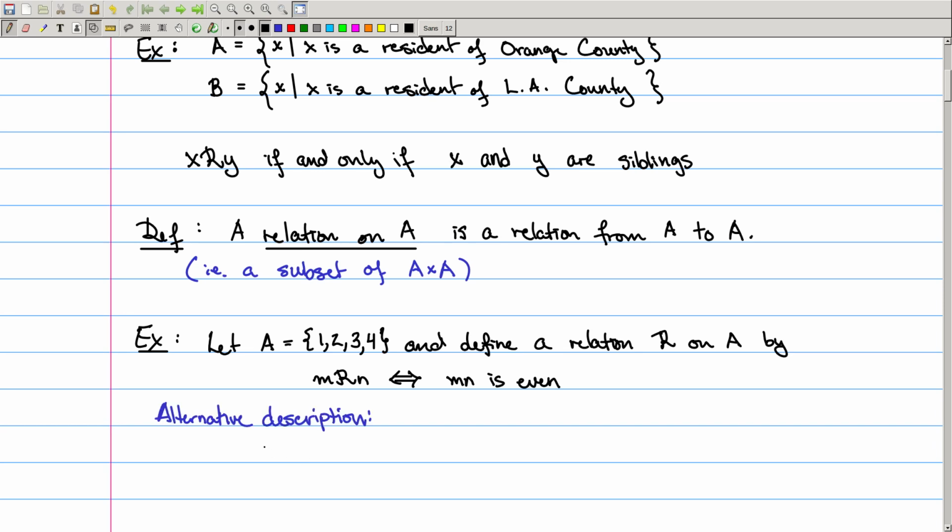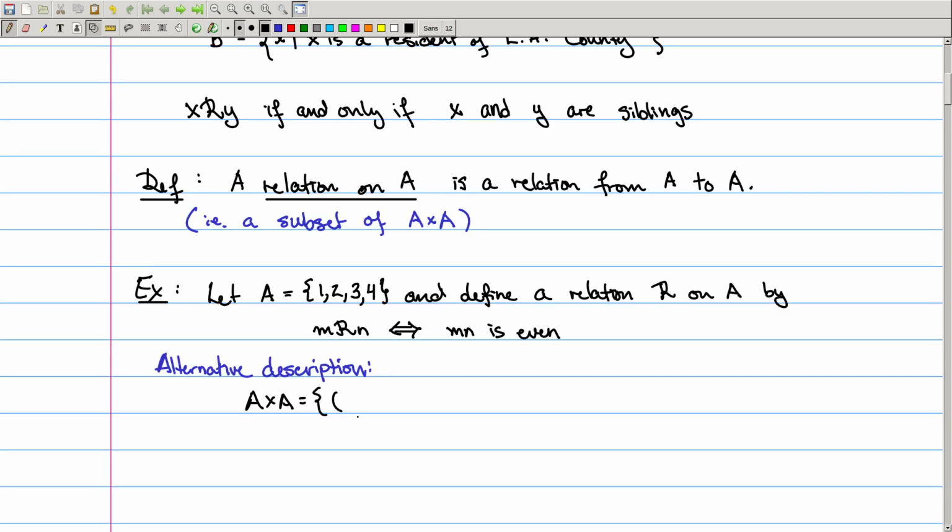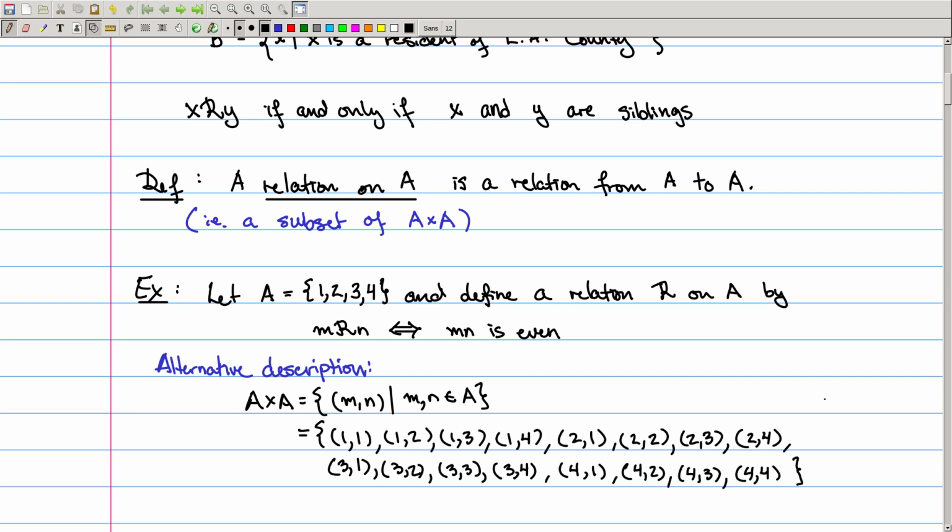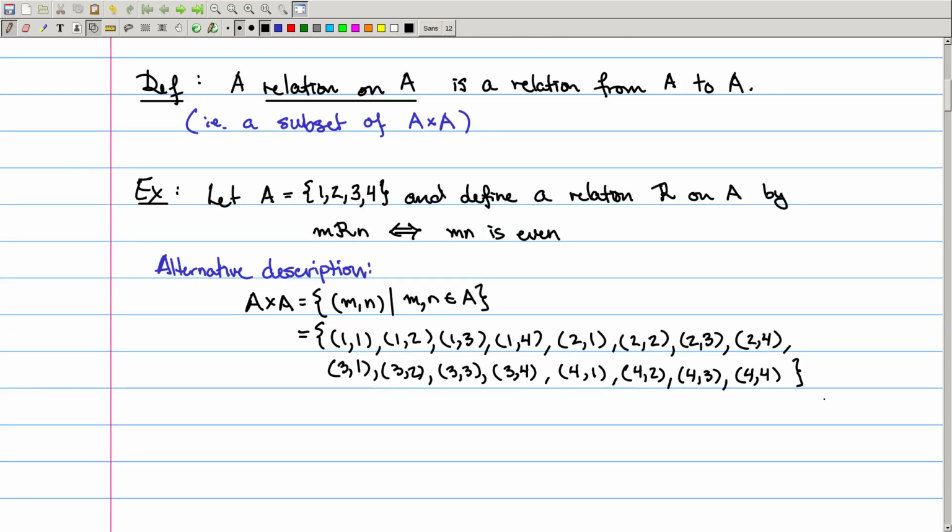So we start out by describing the Cartesian product. This is all pairs (m, n) such that m and n are in A. And we can write this all out explicitly. A has 4 elements, so A cross A is going to have 4 times 4, which is 16 elements, which we can write out like this. So the relation that we defined is going to be a particular subset of that set we just listed, consisting of all pairs (m, n) such that m and n are in A, and m times n is even.